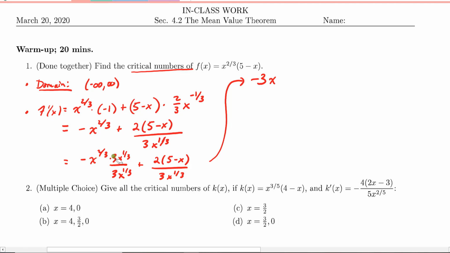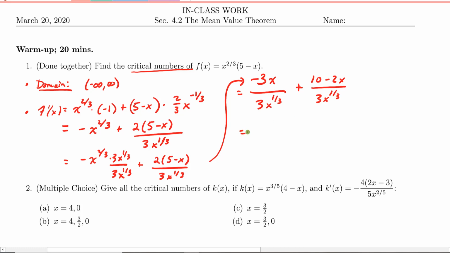So when I multiply the numerators together, I just get negative 3x. In the denominator, though, I've got the 3x^(1/3). And for this fraction over here, on this right-hand side, I'm simply going to distribute this 2 to both terms. So that gives me plus 10 minus 2x all over 3x^(1/3).